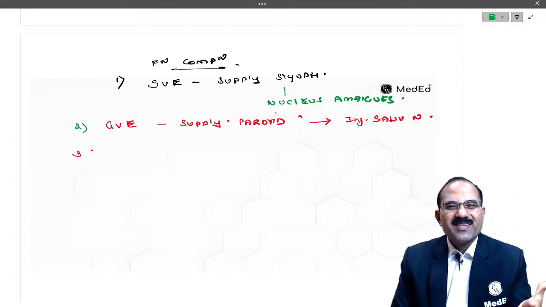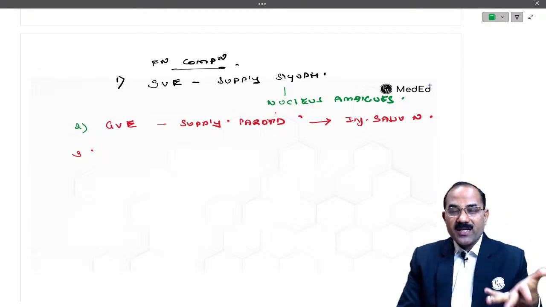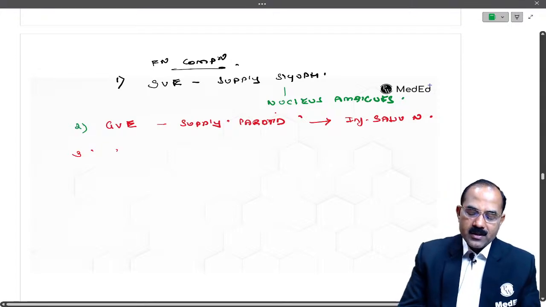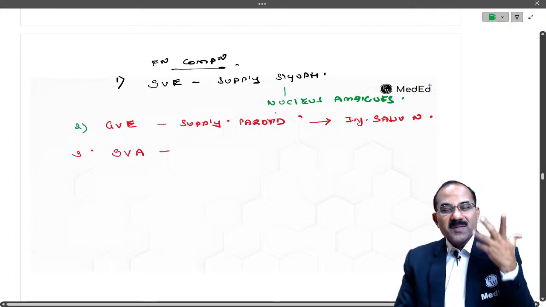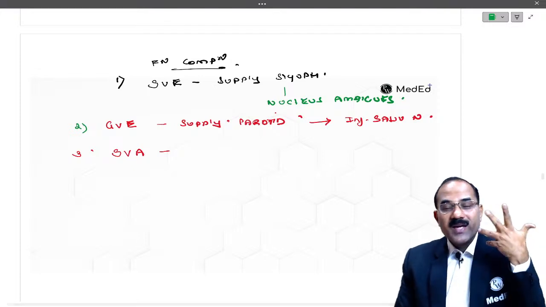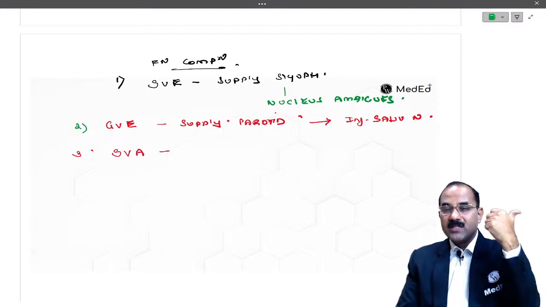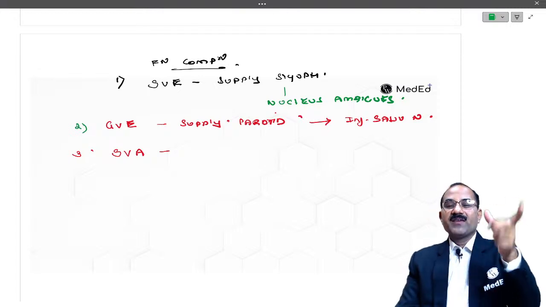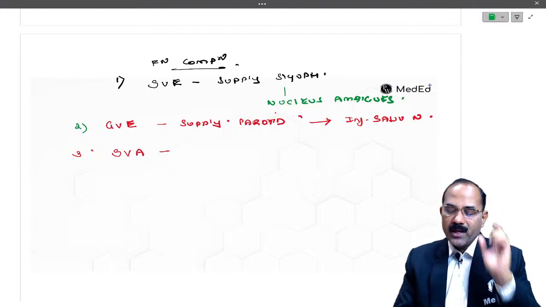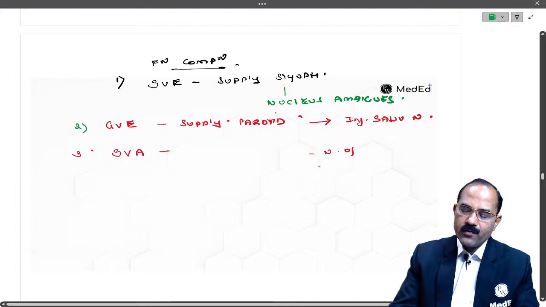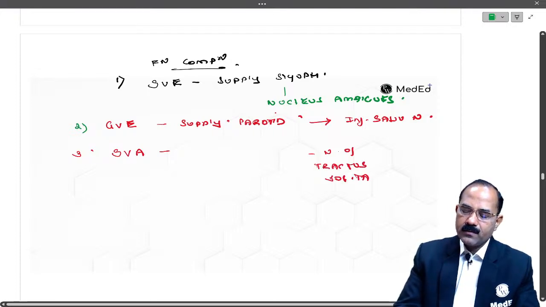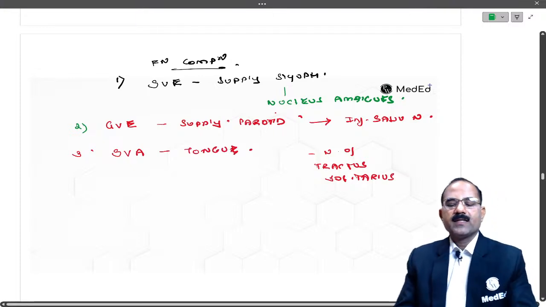What is that component which is going to take sensations from the tongue? The name of the component is special visceral afferent. Matlab, you know the tongue, and you know who's going to carry special sensations from the tongue? The 7th nerve, the 9th nerve, and the 10th nerve. And for the 7th, 9th, and 10th cranial nerves, there's a common nucleus, and that's the nucleus of tractus solitarius. That's it. Special visceral afferent, and that's the nucleus of tractus solitarius.